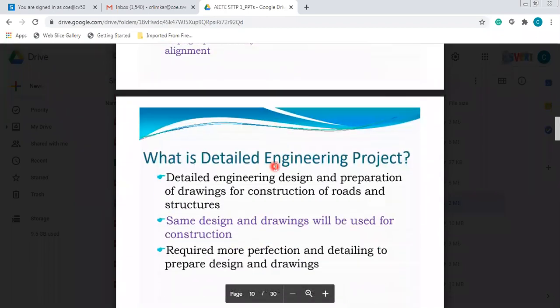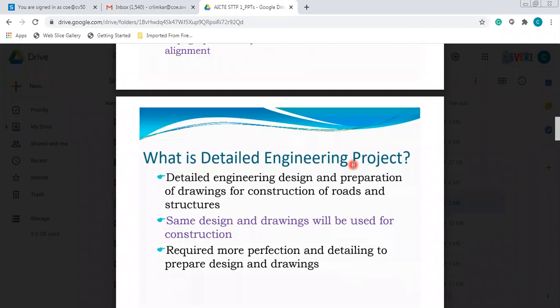Then the last point that we are going to discuss for today's lecture is nothing but what is detailed engineering project. Now again I am going to repeat, there is a difference between your detailed project report, or DPR, and feasibility studies, and again there is a small difference between the detailed engineering project. Detailed engineering project includes the detailed engineering design and preparation of drawings for the construction of roads and structures. DPR is related with whatever drawings you already have and whatever execution you have done, the combination, and what you are going to do in future.